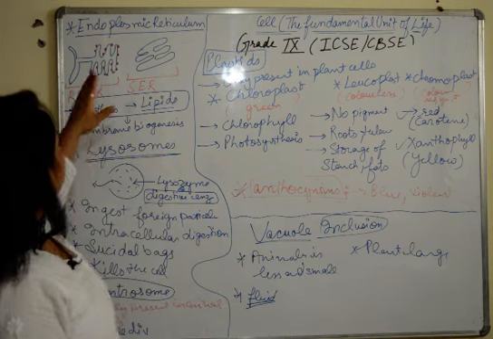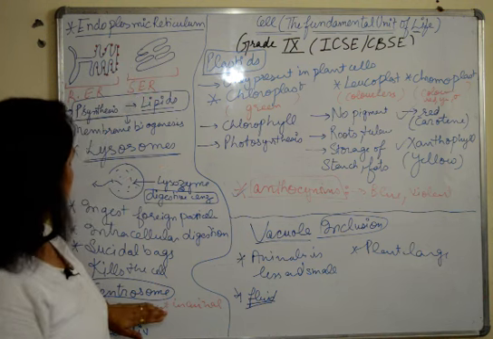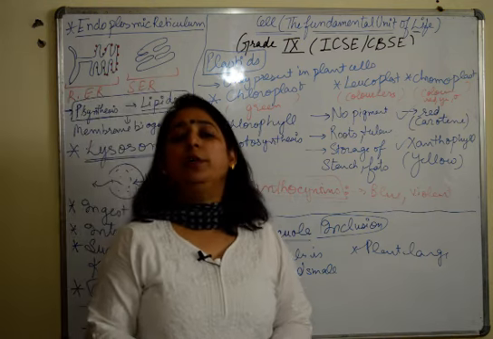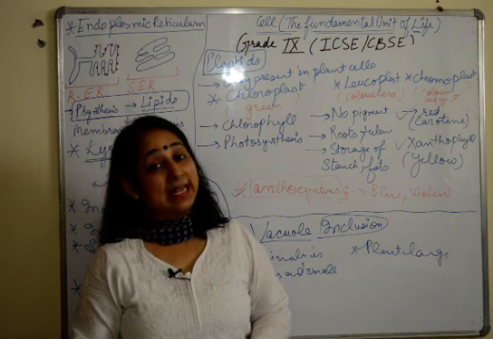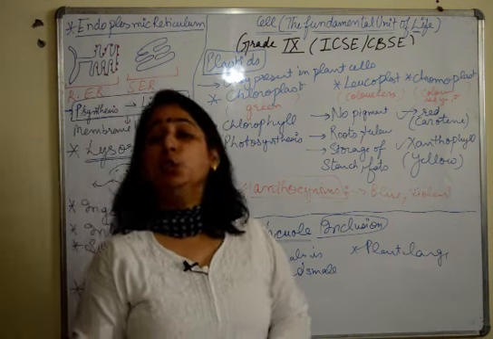So in this video we have discussed endoplasmic reticulum. We have talked about lysosomes, centrosomes, plastids and vacuoles. In our next video, we will talk about the difference between plant cell and animal cell with diagrams, and the difference between prokaryotic and eukaryotic cells with the diagram.